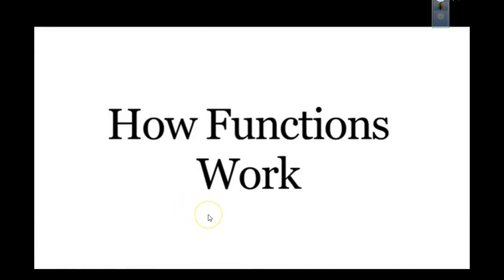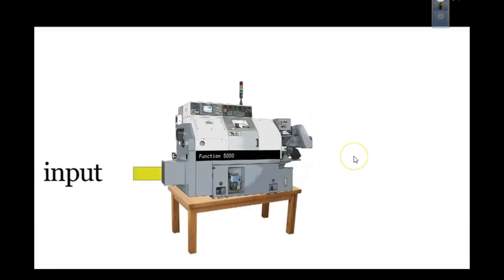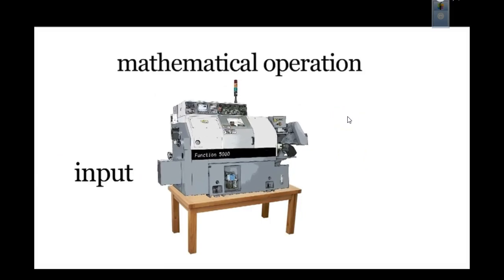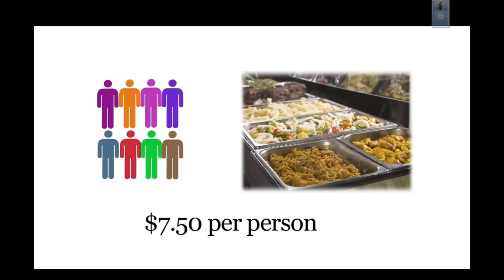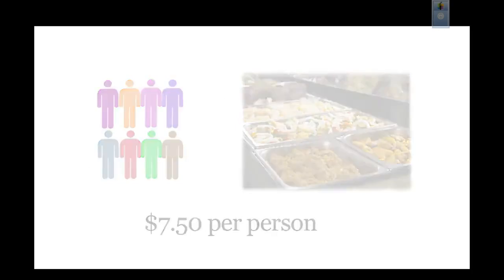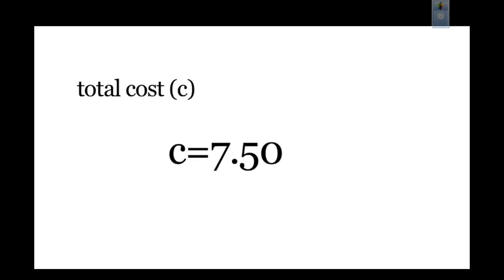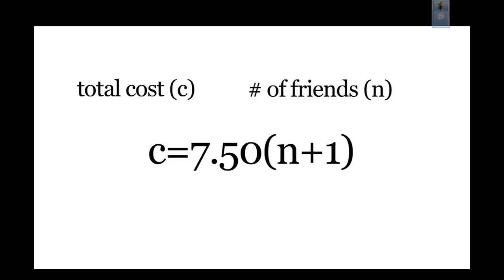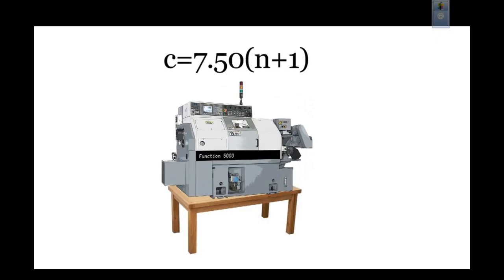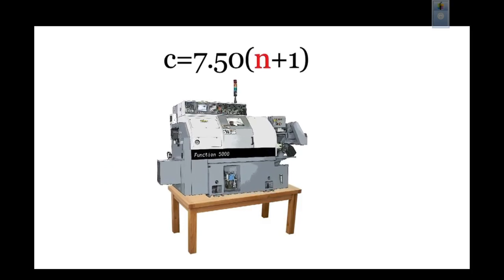How functions work. Let's think of them as a machine that takes an input, performs one or more mathematical operations on the input, and produces an output. So you're taking a few friends out for a buffet lunch that costs $7.50 per person. The rule for this function is that the total cost is equal to $7.50 times the total number of friends going to lunch plus 1. You're going to eat too, right? Let's turn on the function machine and input a few values to see what lunch might cost. Any value we input into the function machine is transformed by the mathematical operation, or the rule, of the function.